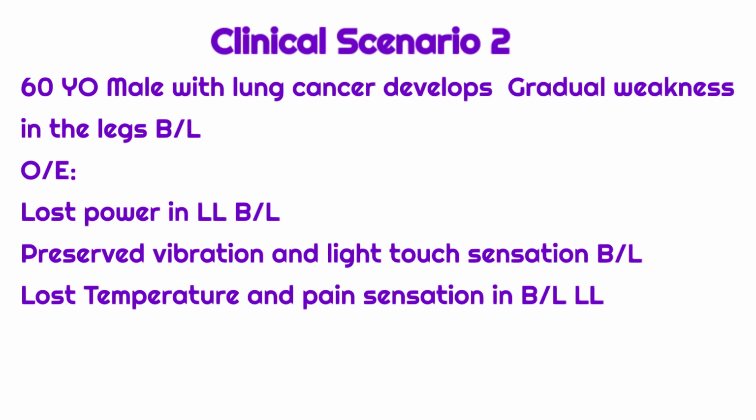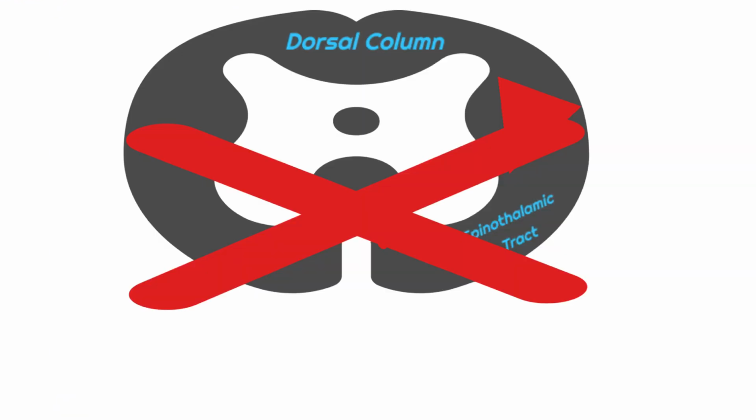Temperature and pain sensation is also lost bilaterally. So temperature and pain, this is spinothalamic. So spinothalamic and corticospinal tracts are affected, and dorsal column is spared. So we see this is a problem in the anterior and lateral part of the cord, but the posterior part of the cord is intact. So this gets us to the diagnosis straight away. Even if you haven't heard of this, you know that the problem is the anterior cord.